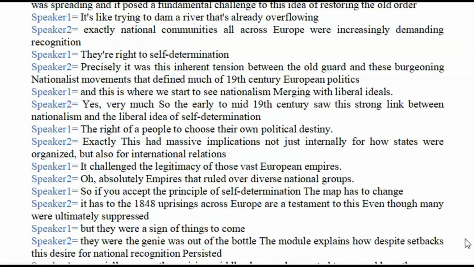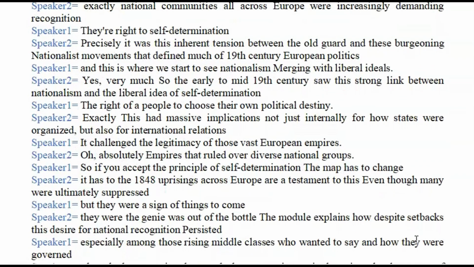Exactly. This had massive implications, not just internally for how states were organized, but also for international relations. It challenged the legitimacy of those vast European empires. Oh, absolutely. Empires that ruled over diverse national groups. So if you accept the principle of self-determination, the map has to change. It has to. The 1848 uprisings across Europe are a testament to this, even though many were ultimately suppressed. But they were a sign of things to come. They were. The genie was out of the bottle.